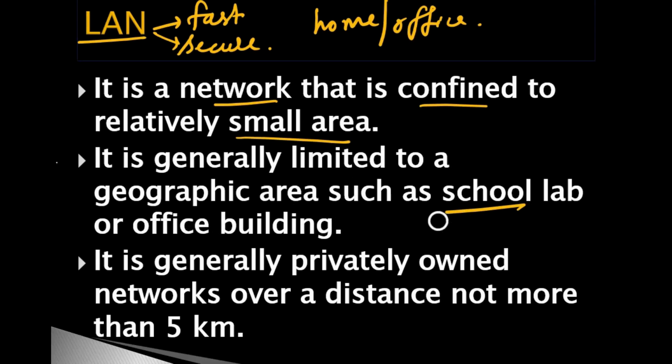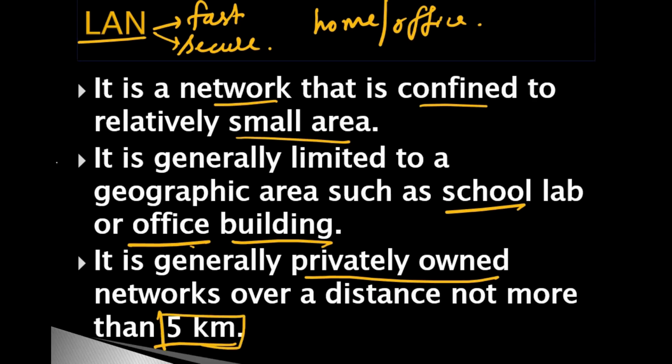You know how much space that school lab has. Within that we can form what is called a local area network. Or inside an office, the whole connection inside the office is covered by the local area network. So it covers up to one building in the office. It is generally a privately owned network over a distance of not more than 5 kilometers. It does not go more than 5 kilometers. So that's your local area network.